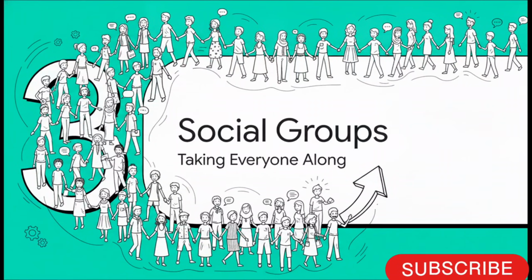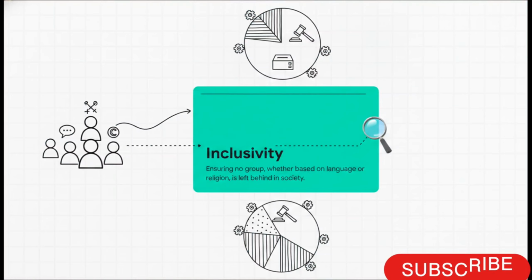Now for our third pillar, social groups, taking everyone along. At its very core, a true democracy relies on absolute inclusivity. It means we are deliberately making sure no group gets left behind, whether that's based on language, religion, or anything else. Think about it. If power is only held by the demographic majority, you don't actually have a democracy, you just have the tyranny of the majority. Power sharing is what guarantees that every single cultural, religious, and linguistic slice of society gets a genuine, meaningful say in how the country is run.